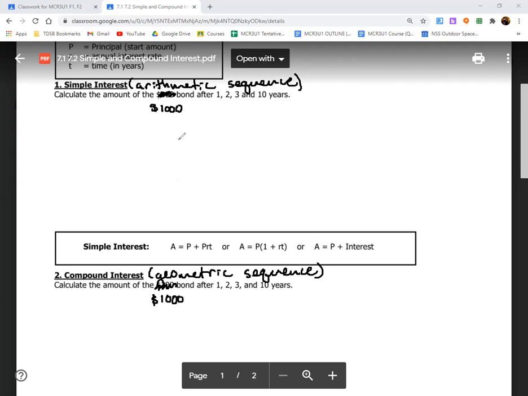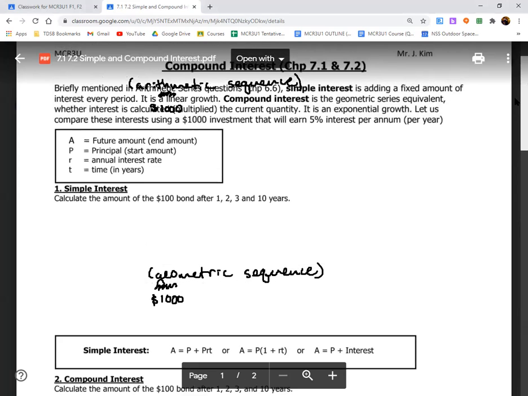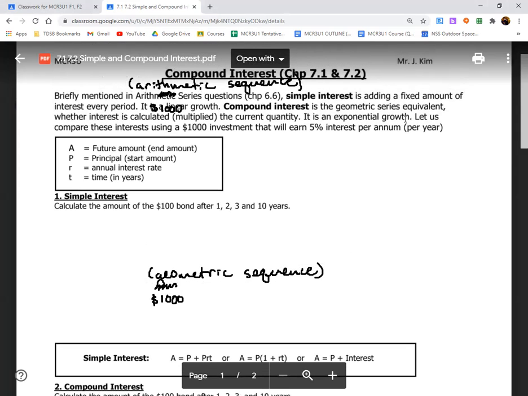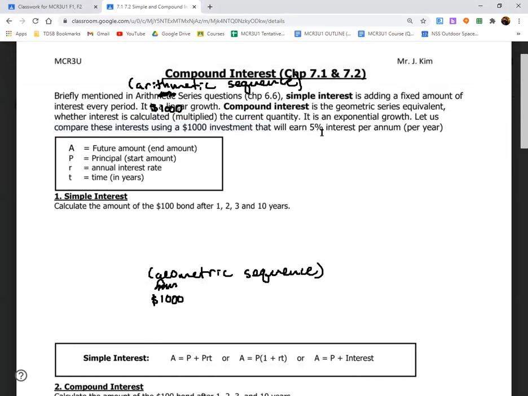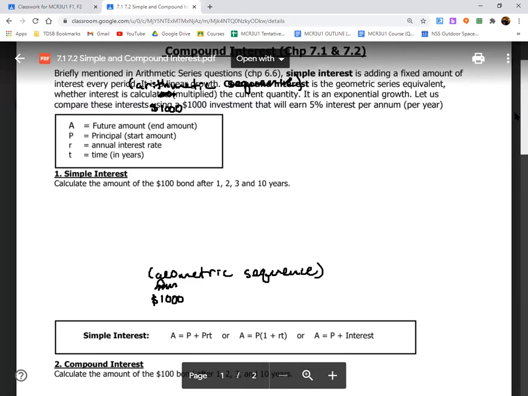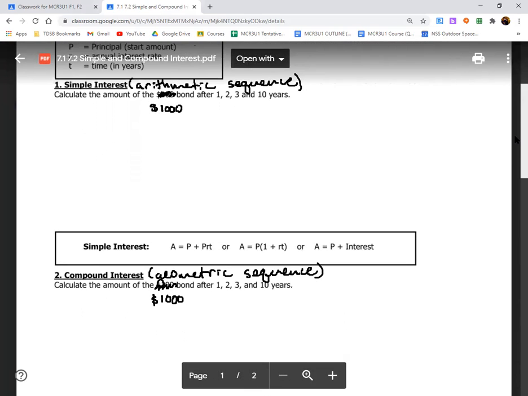In case you're wondering where that's from, take a look at the very top paragraph. The very last sentence, I'm going to be using two different scenarios. So let us, last line, compare these interests using a $1,000 investment that will earn 5% interest per annum, which is a fancy way of saying per year. Calculate the amount $1,000 will grow to after 1 year, 2 years, 3 years, and 10 years. This is simple interest. And remember, it's arithmetic sequence.